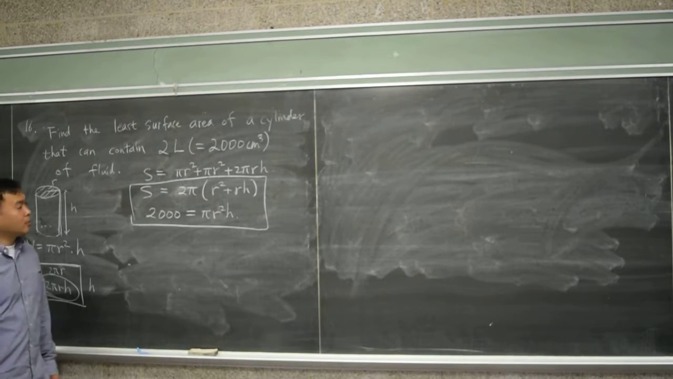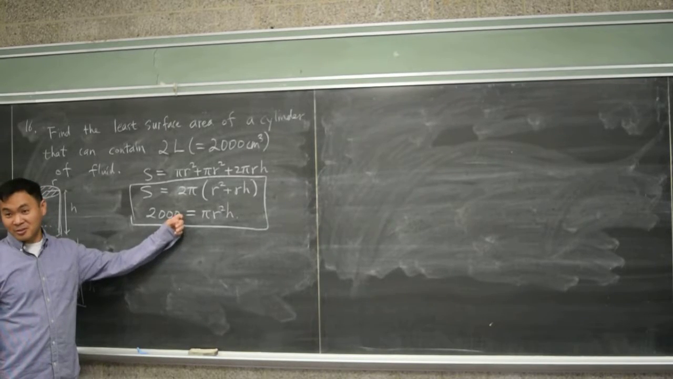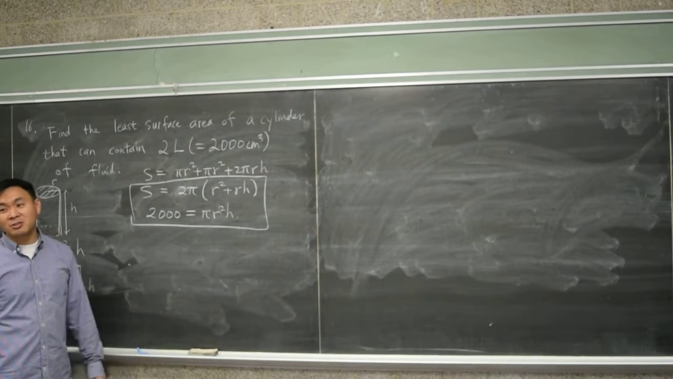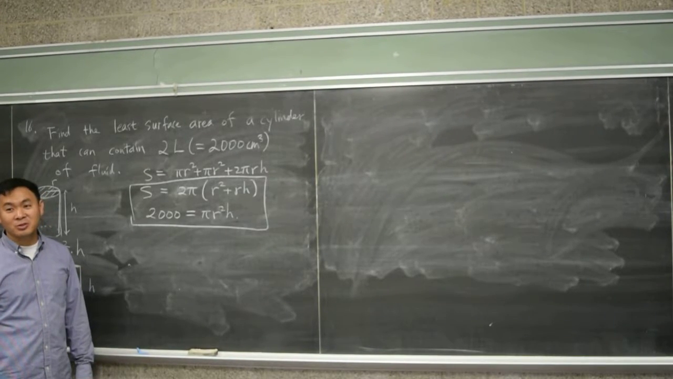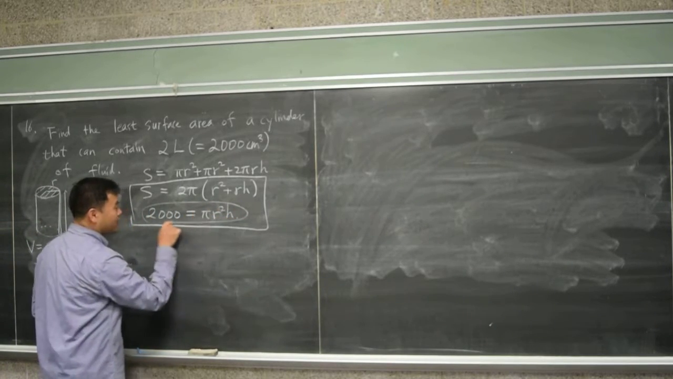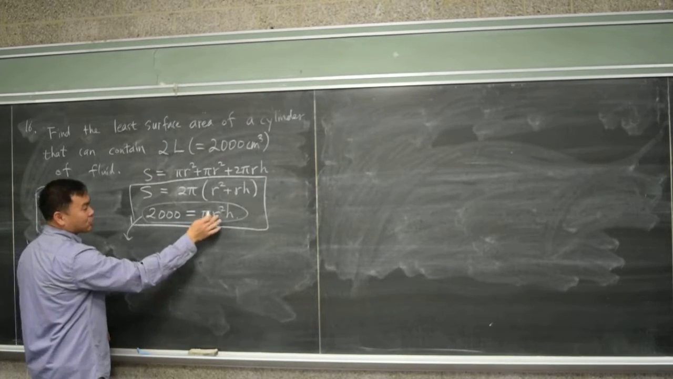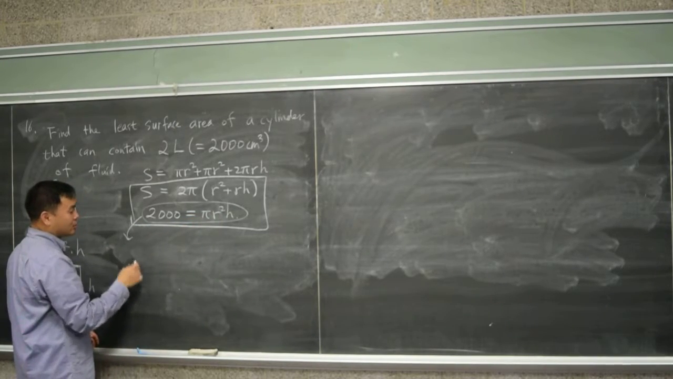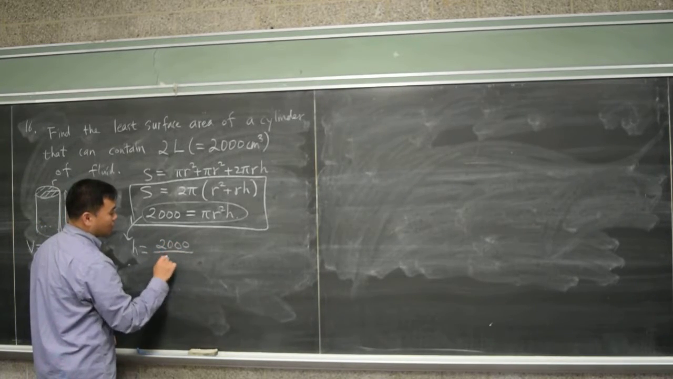All right. What's the constraint? The volume. That's the equation. What's the next step? Solve one variable. Which one? H. We take this and solve for h, right? So we take this, divide by pi r squared to the other side, and we get h equals 2,000 over pi r squared.